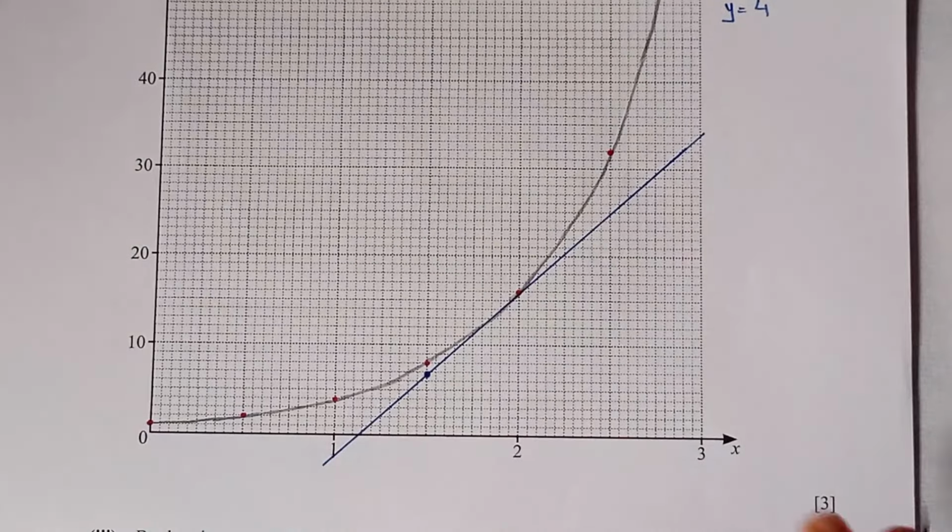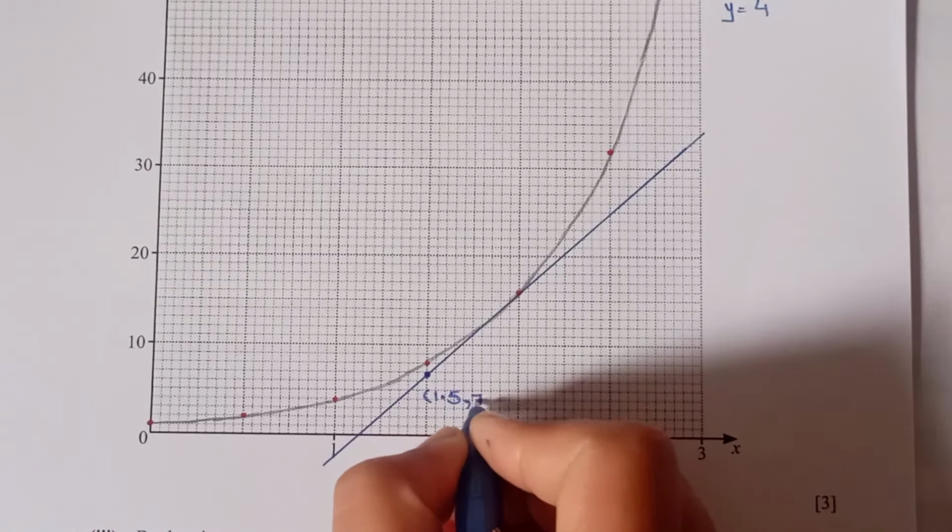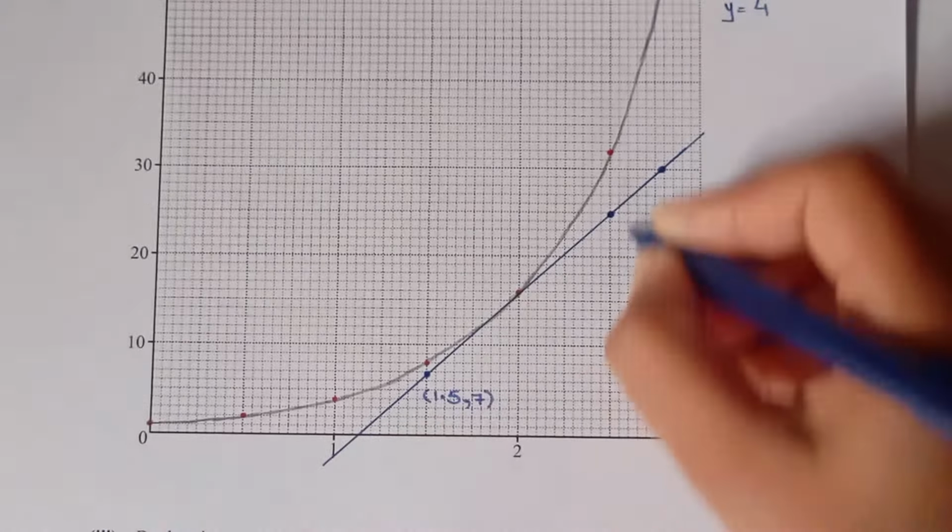The first point I selected is when x is 1.5, the y value is 1, 2, 3, 4, 5, 6, 7. It is 7. The second point is 2.5 and the y is 25. I choose the 2 points, that is 1.5, 7 and 2.5, 25.